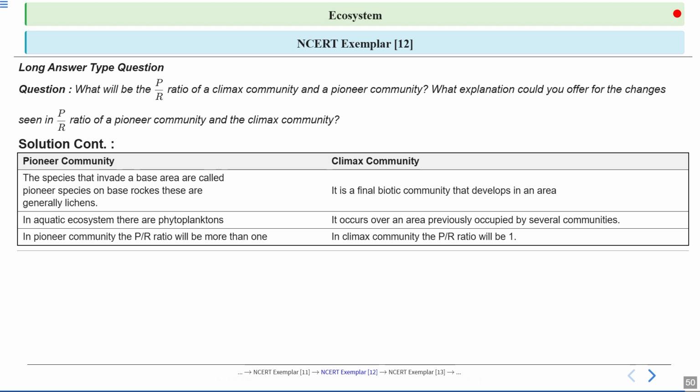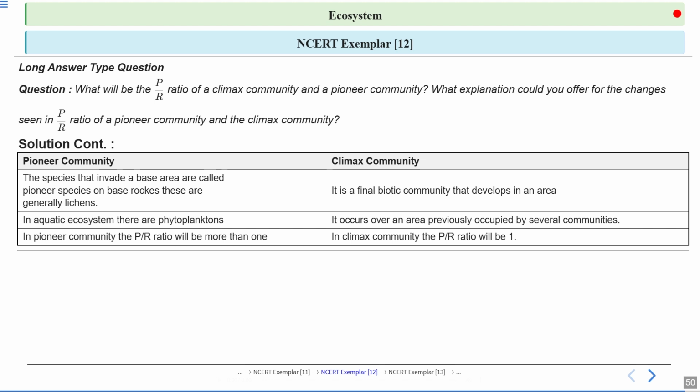In contrast, the climax community is the final stable and self-sustaining biotic community that forms over time, representing a balance between production and respiration, meaning the P by R ratio will be 1. It features high species diversity and complex food webs. The pioneer community is temporary and less diverse, whereas the climax community is long-lasting and maintains equilibrium with its environment until a major disturbance occurs. So these are some of the differences between the pioneer community and the climax community.